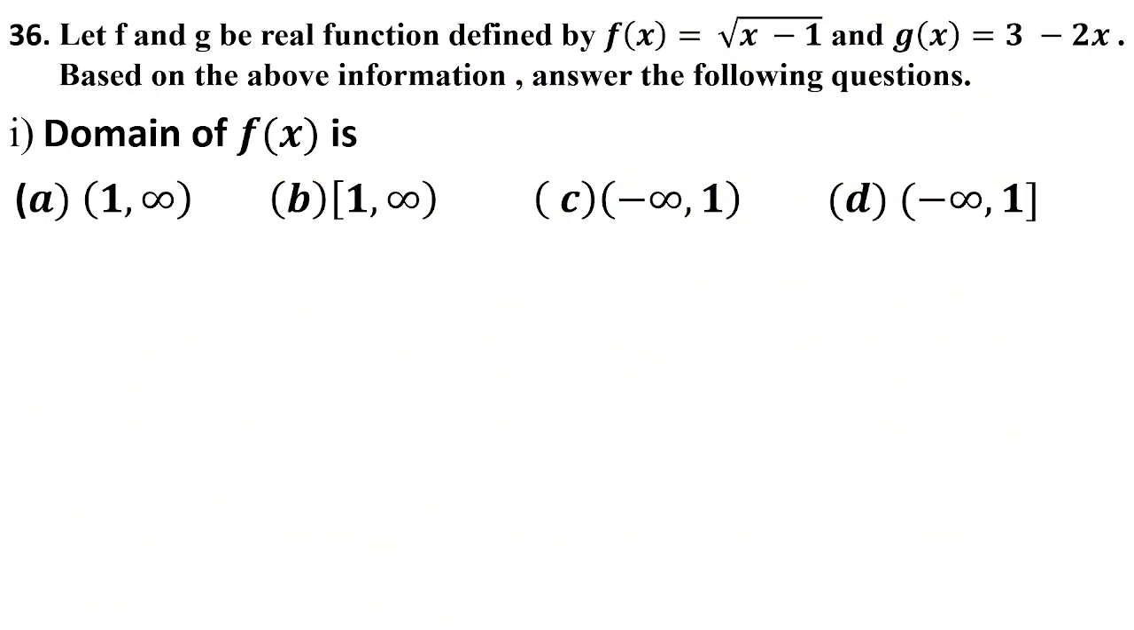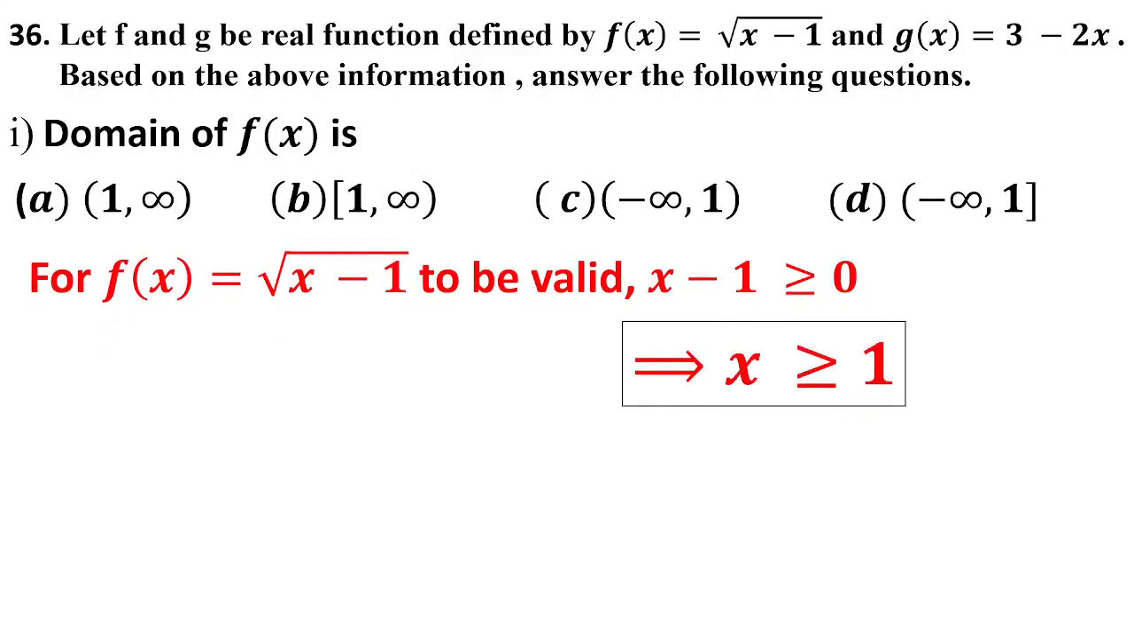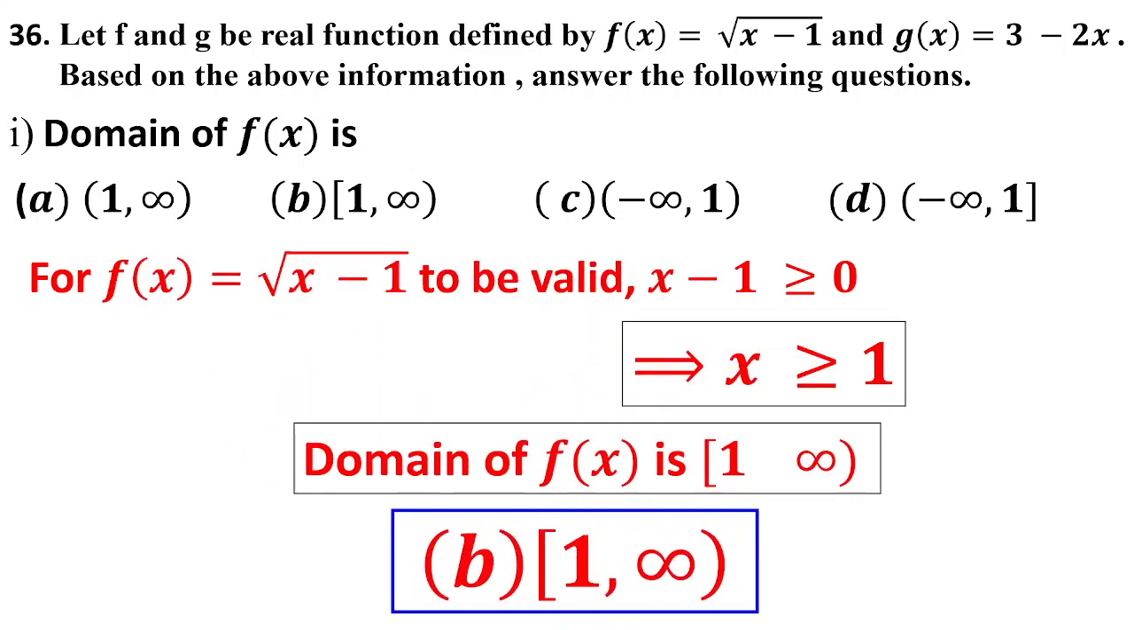Okay. We are moving on to the case study questions now. f and g are real functions defined by f of x is equal to root x minus 1 and g of x is 3 minus 2x. We have to find the domain. Now all of you know, for the domain of a function with a square root, the number inside the square root should not be negative. It should be greater than or equal to 0. Therefore x minus 1 should be greater than or equal to 0, which means x is greater than or equal to 1. Therefore the domain is from 1 to infinity. Therefore the answer is B, 1 to infinity. 1 is included.